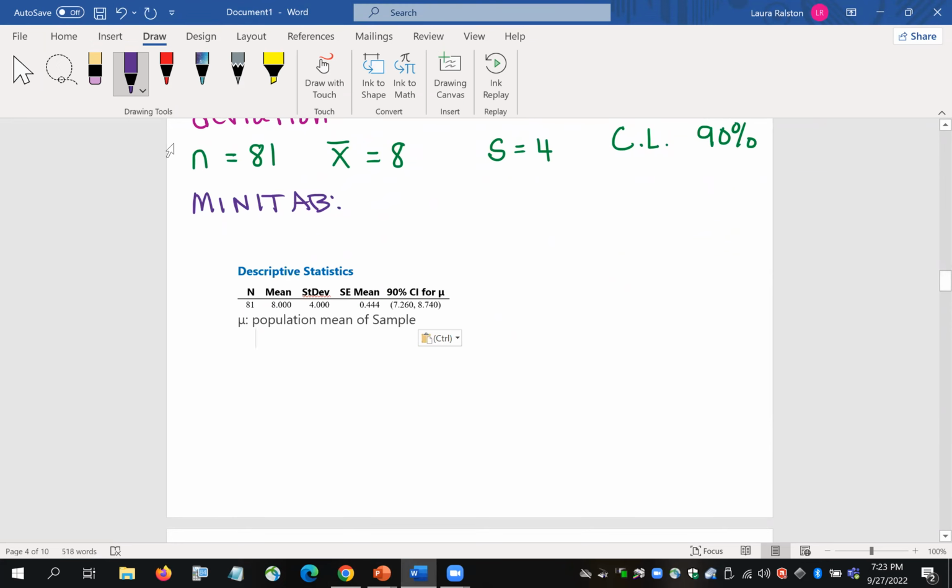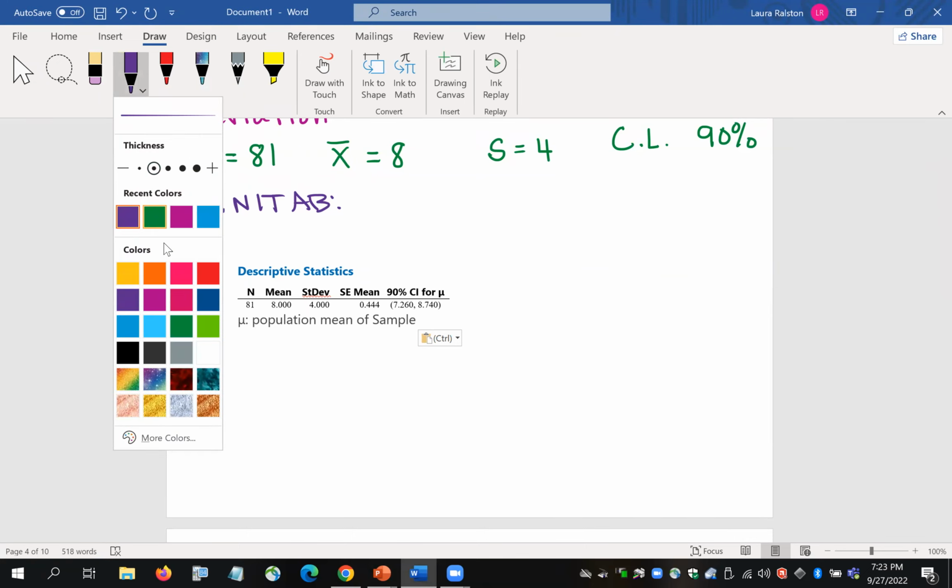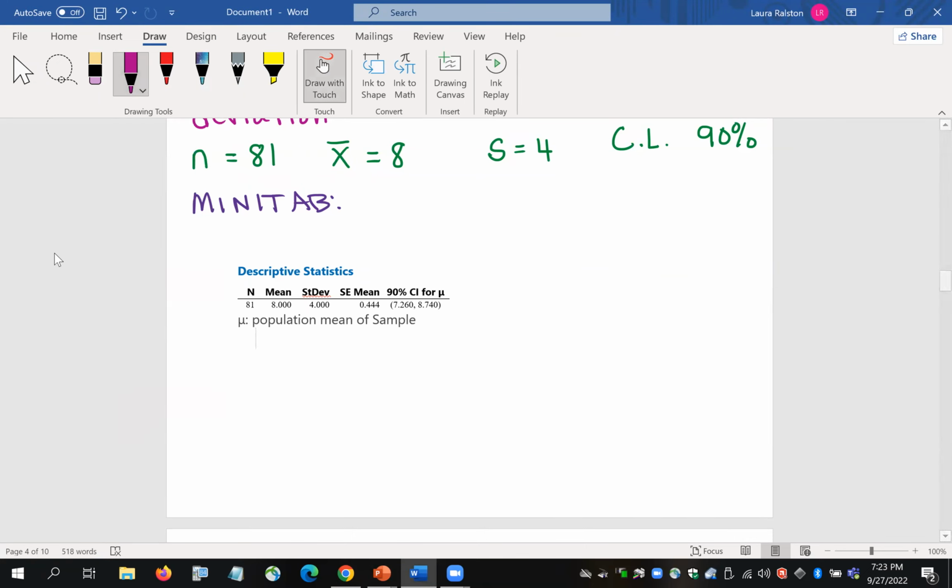Again, you kind of get the same information that you got previously. You have your sample size, you have your sample mean, your sample standard deviation, and then at the very end, you have your confidence interval. So I have 7.260, comma, 8.740. Again, the first number is your lower bound. The second number is your upper bound. That hasn't changed.